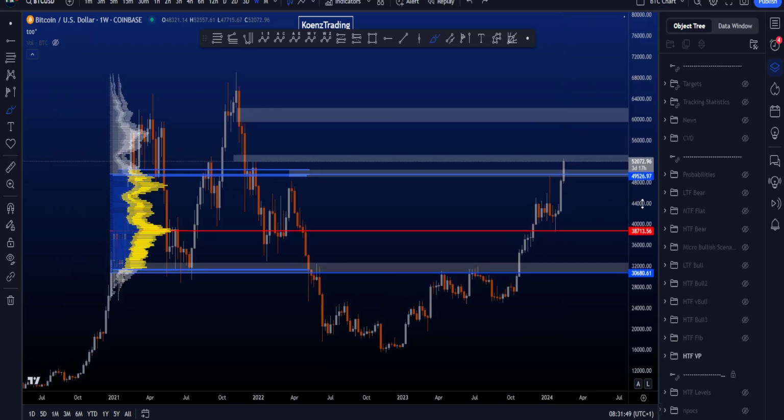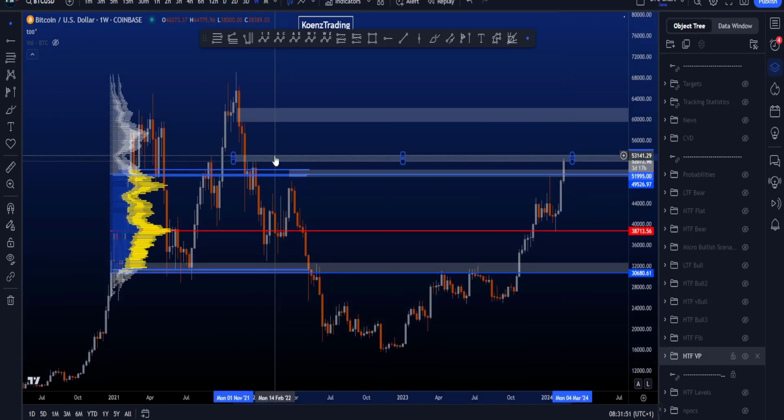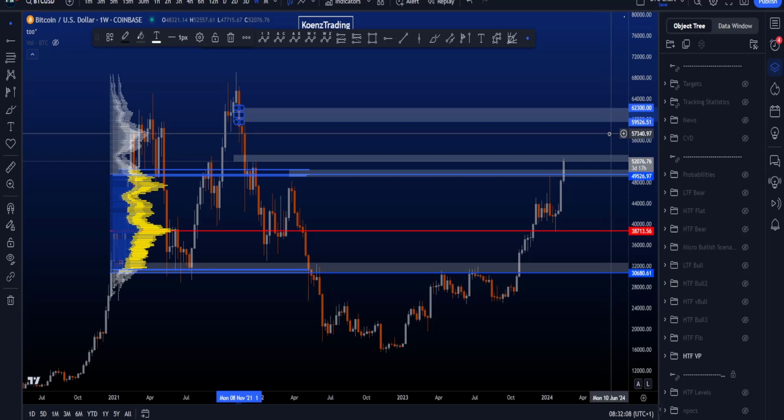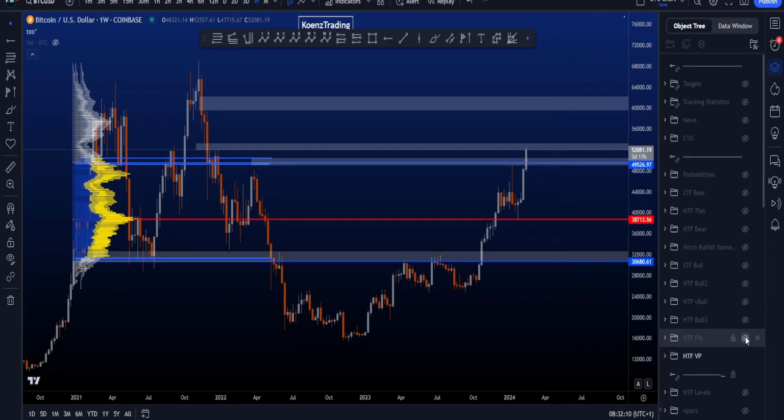Now, above price at the moment, we have a weekly gap here, which is between 52K and 53.3K. Of course, we're also in the monthly gap for the ones that saw previous videos, where the high is also 53.3K. And then a bit higher, we have another gap here between 59.5K and 62.3K.